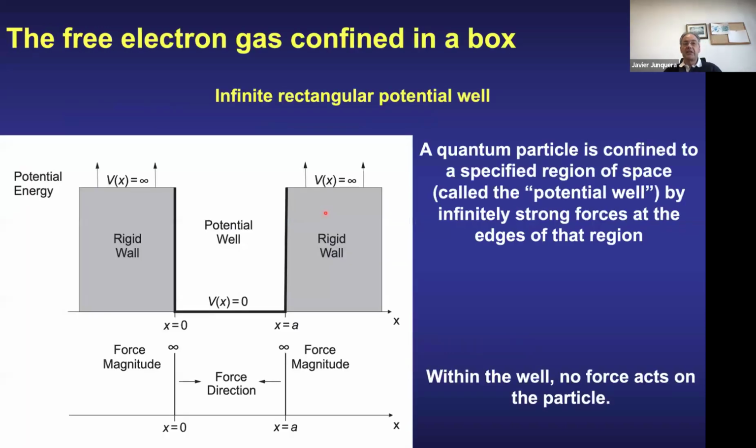So let's start with a very simple problem. Imagine that you have a quantum particle that is confined in a specific region of space, and I'm going to call this region of space the potential well. The potential well is a region where you have a flat potential, let's take it at zero, located between x equals 0 and x equals a. And then at the boundaries, I have an infinite potential, okay?